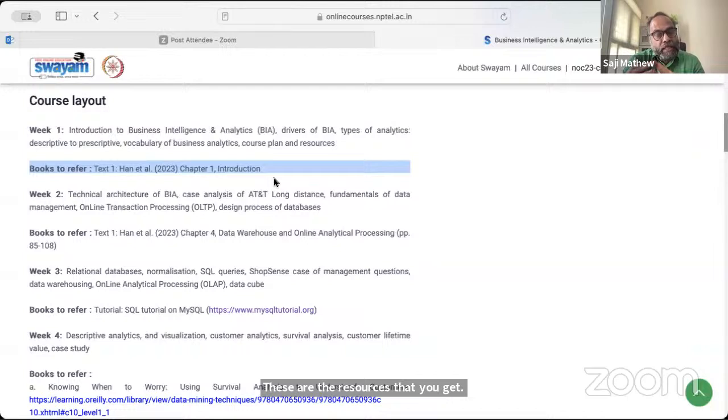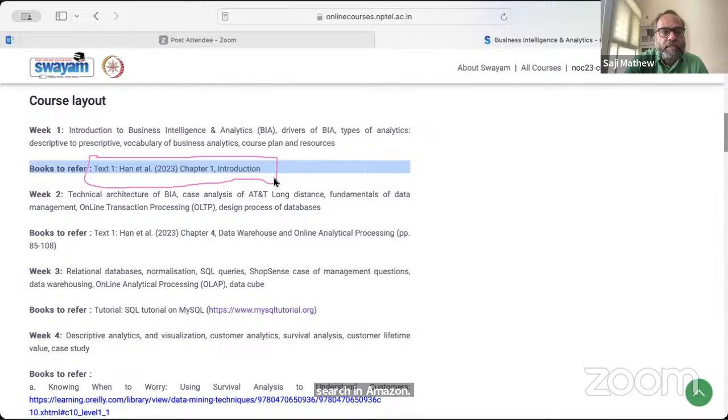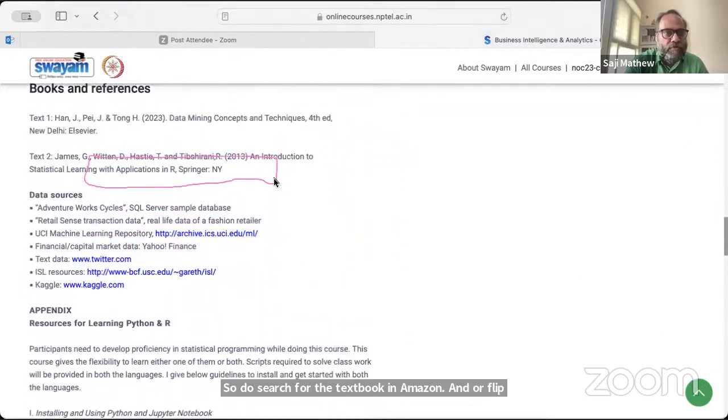Then there are resources other than the provided resources. 1, the textbooks. As I just informed you, procuring the textbooks is in the scope of the participant. It is not provided. You have to get it. I have already given the 2 textbooks I use. The first textbook by Han and Others, the recent 2023 edition, is something that you need to procure. It's available at a very reasonable price, I think 300 to 400 rupees, if you search on Amazon. So do search for the textbook on Amazon, Flipkart or your favorite e-commerce platform.